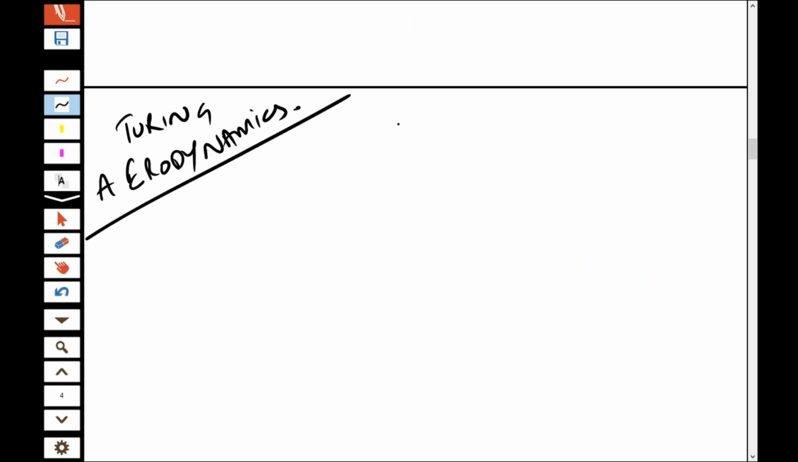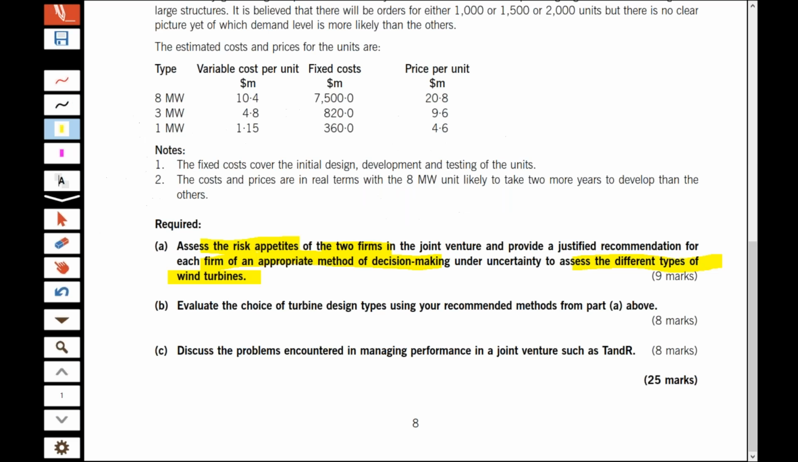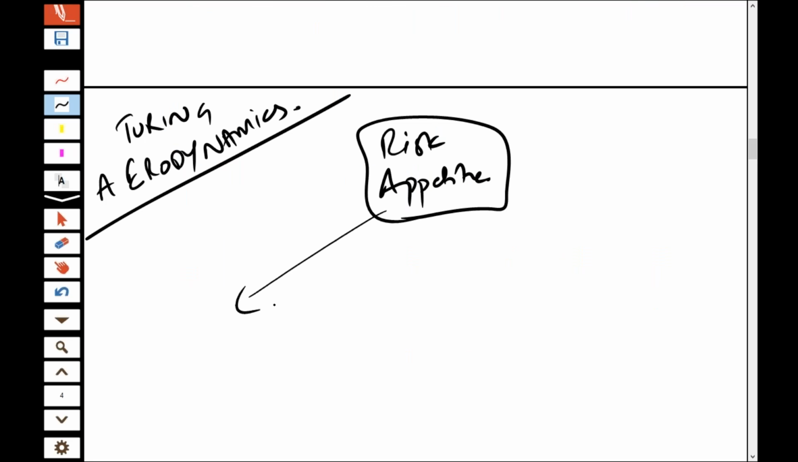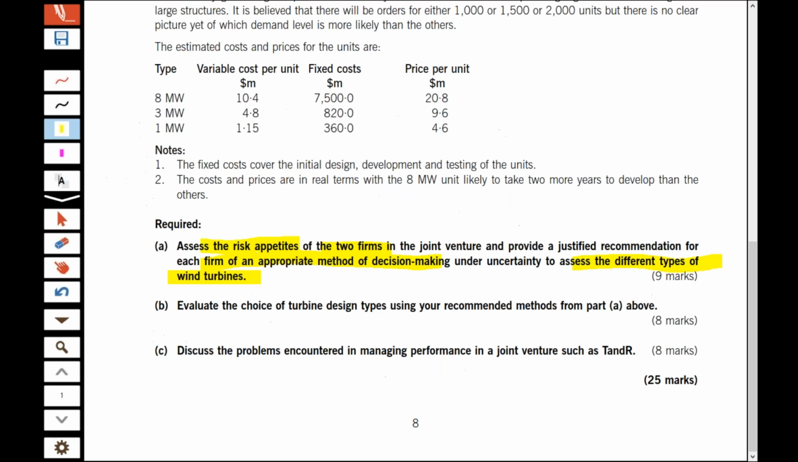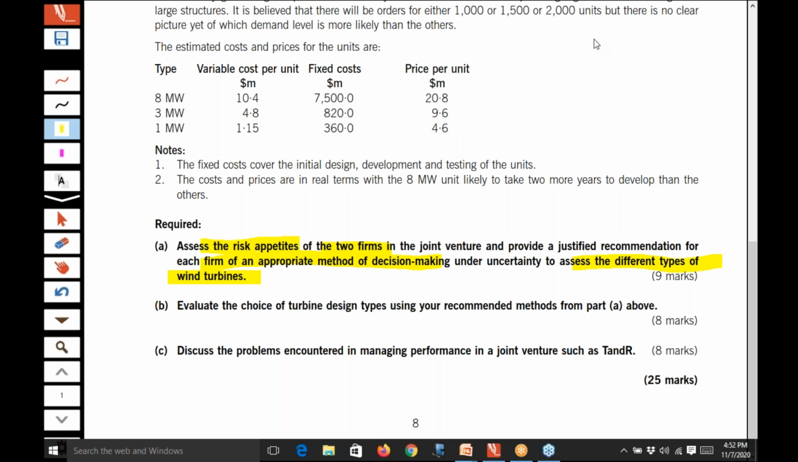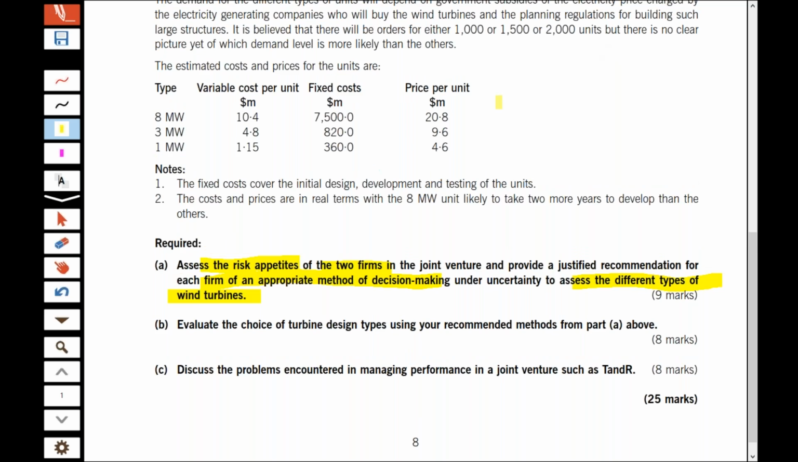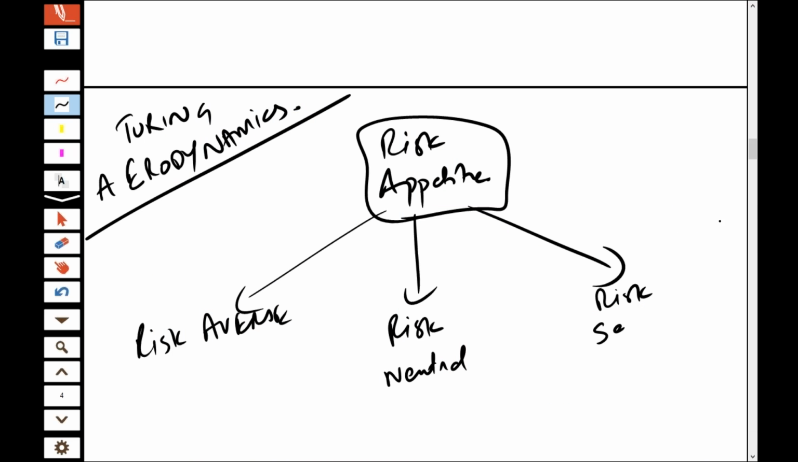Let's try to understand this thing. Basically, there is something which is called the concept of risk appetite. Now, what exactly do we mean by risk appetite? There are majorly three different types of risk appetites that exist. One of them is an entity which could be a risk averse entity. The second one is risk neutral, and the third one is going to be a risk seeker.